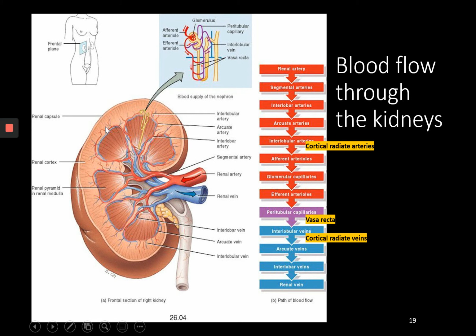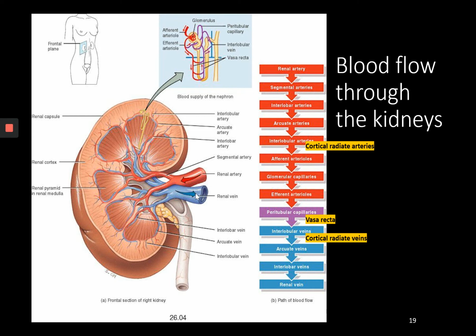From the cortical radiate vein, we'll move into an arcuate vein, which is the blue that arcs over the base of a medullary pyramid. Then we'll move through an interlobar vein. The only thing to remember is that there's no segmental veins. We go straight from an interlobar vein into the renal vein. We just go straight into the renal vein.